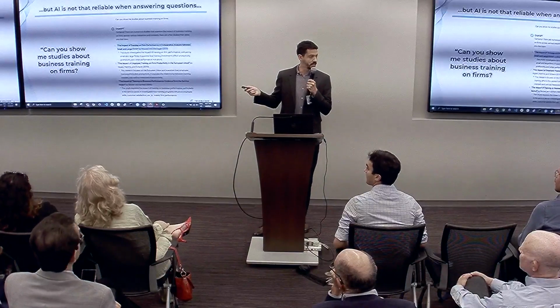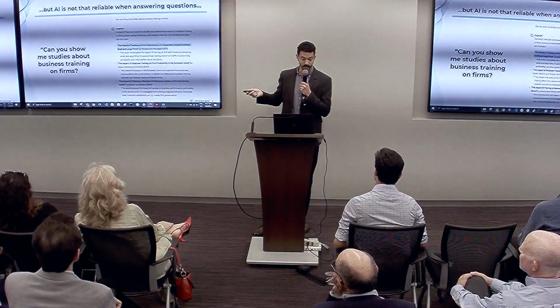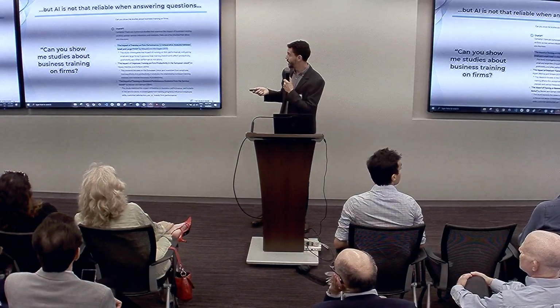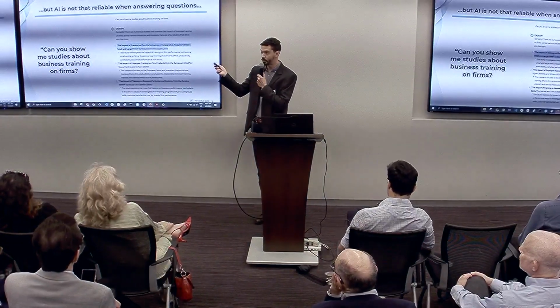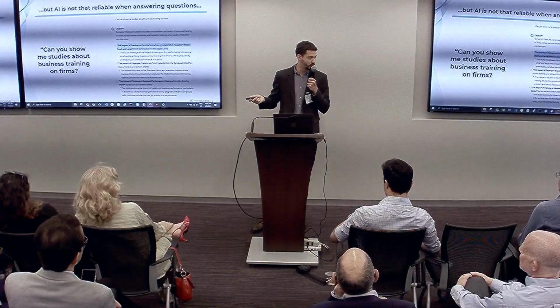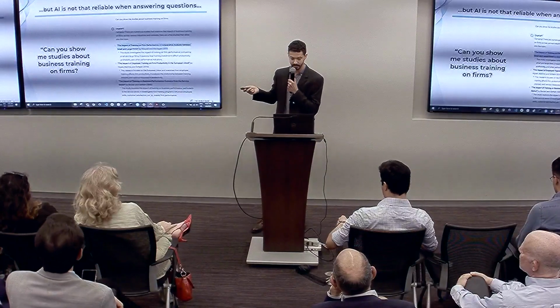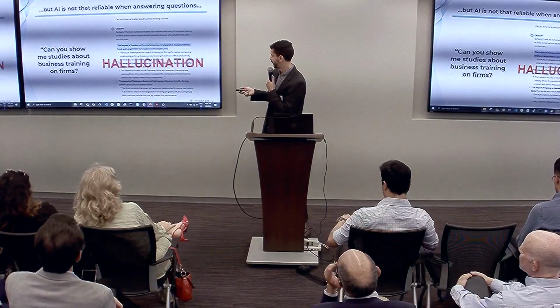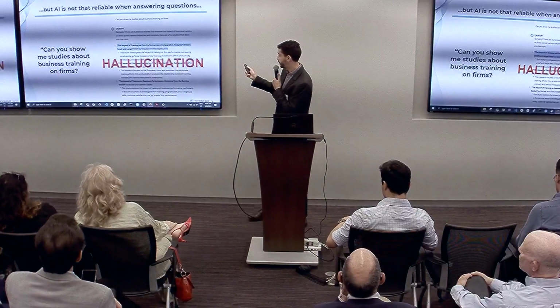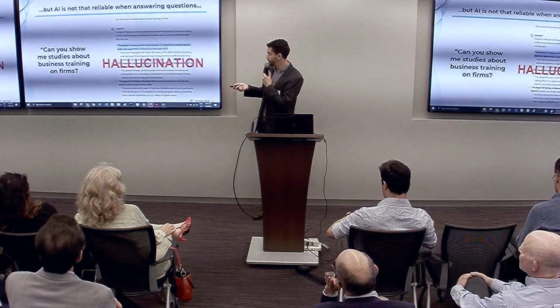So if you ask it the question that we've been seeing earlier, can you show me studies about the impact of business training on firms, it would actually make up some references that do not exist, because generative AI systems at the moment do not know how to distinguish things that they made up from actual facts, like children and some adults. A phenomenon that is called hallucination that we try to find a solution to in our tool.